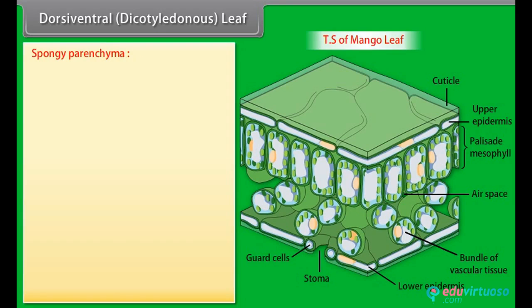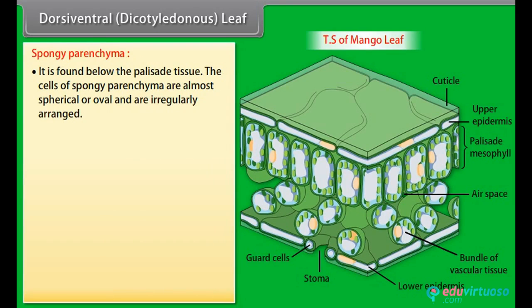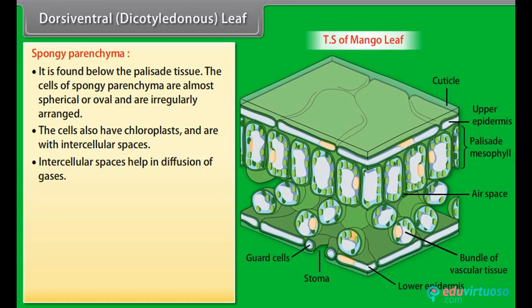Spongy parenchyma. It is found below the palisade tissue. The cells of spongy parenchyma are almost spherical or oval and are irregularly arranged. The cells also have chloroplasts and intercellular spaces. Intercellular spaces help in diffusion of gases.